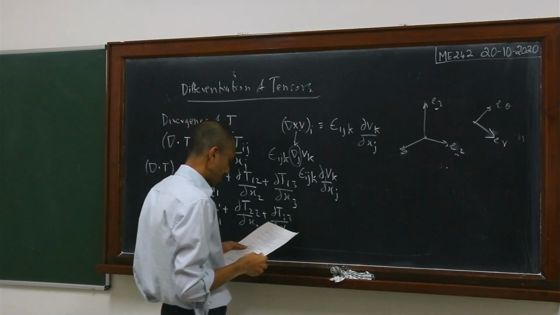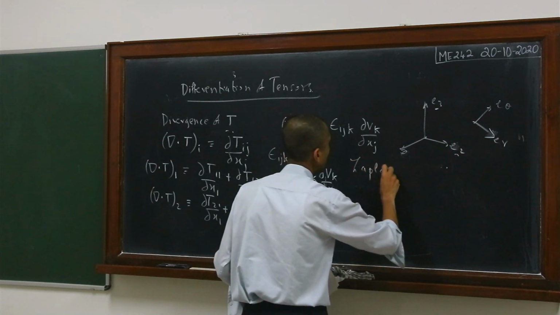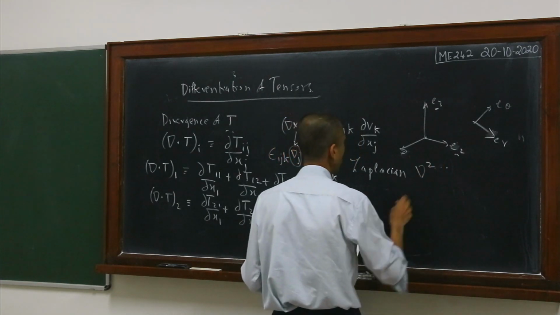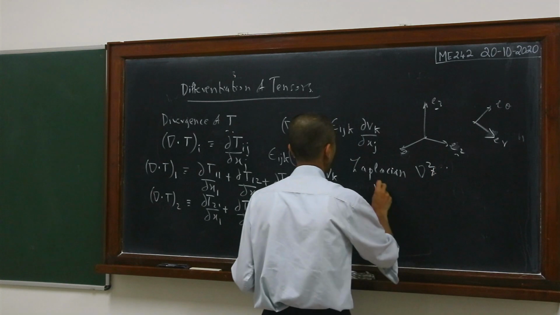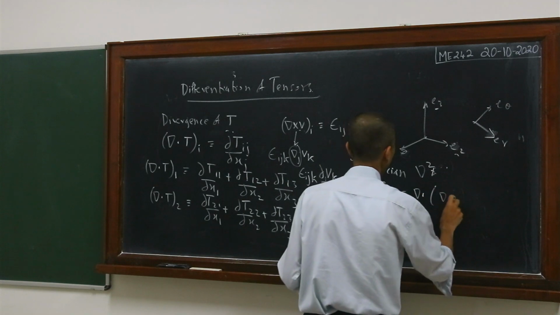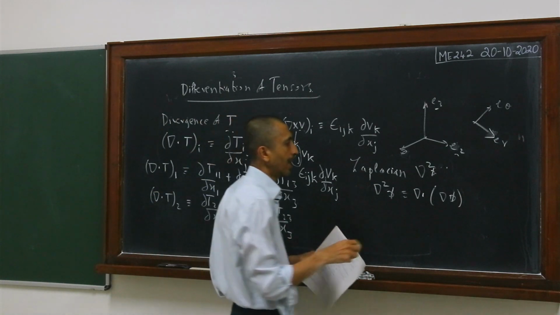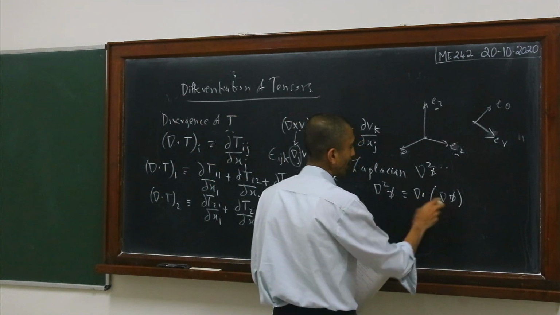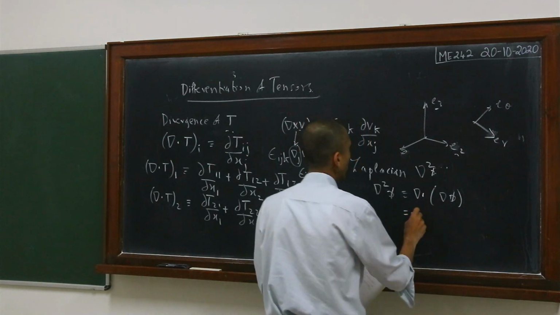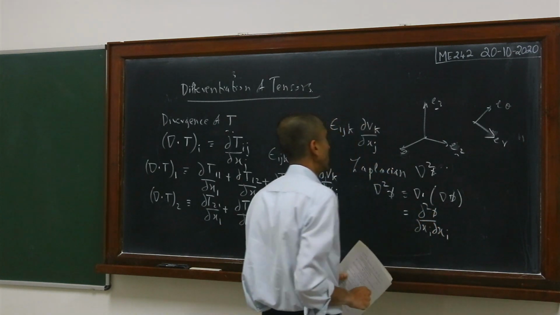Then the Laplacian operator, that is del square. So let us write del square of phi is del dot of del phi. See, del phi is a vector, and so it is the divergence of this particular vector. So how do I write this now in indicial notation? This is nothing but del square phi by del x i del x i. I can write it in this particular way.